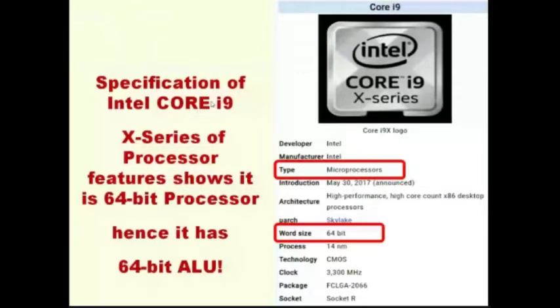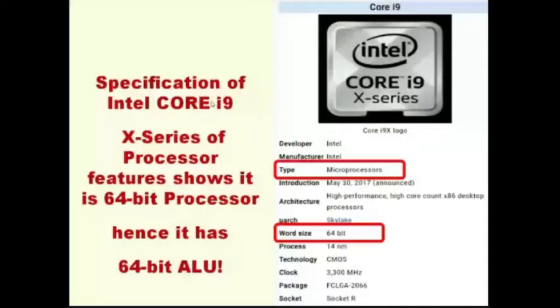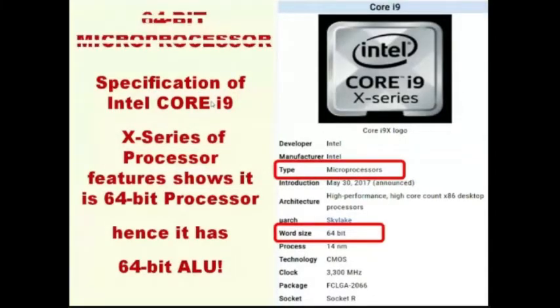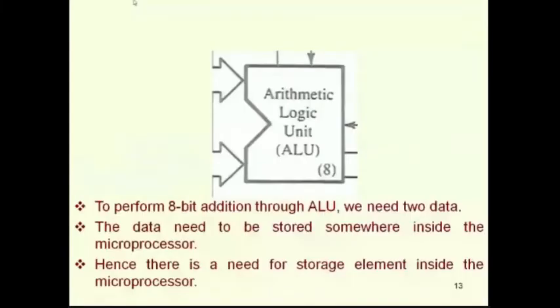Now the processor is doing some process. What process does it do? It does arithmetic and logical operations. How does it do them? It performs arithmetic and logical operations only through the ALU. That is what we need to understand. So the ALU block has come into the picture now. To perform 8-bit addition through the ALU, we need two data. Data need to be stored somewhere inside the microprocessor. Hence, there is a need for a storage element inside the microprocessor.